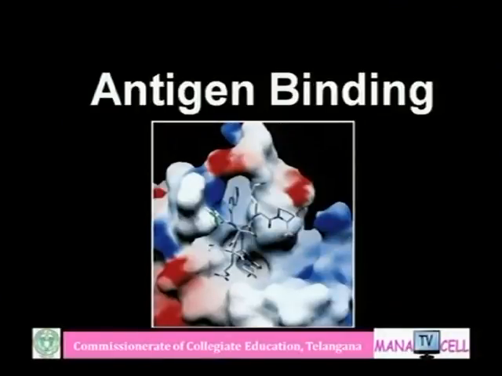So, this is the immunoglobulin structure, and this is the antigen which binds to the paratope, the variable domain of the heavy chain as well as the light chain. In that way it forms the groove, and the antigen binds inside the groove with the help of non-covalent interactions.